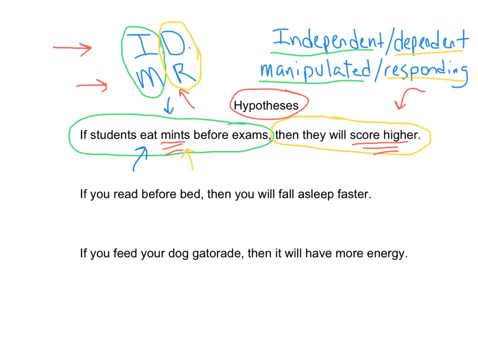All right, let's see if we can do this one. If you read before bed, so we're doing this right here. If you read before bed, then you will fall asleep faster. All right, first let's try to find the independent or manipulated variable. We know it's in the first part of the sentence.